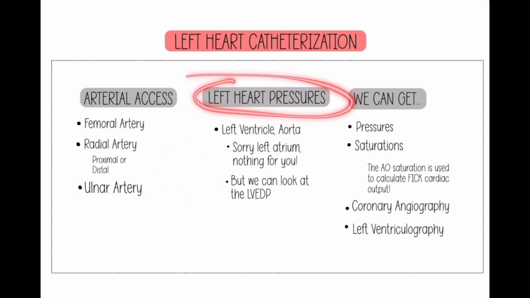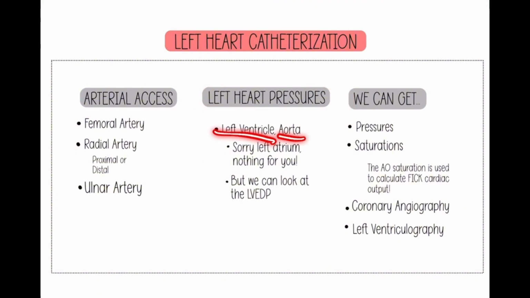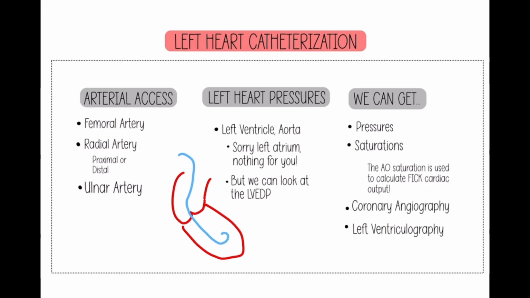We're going to get left heart pressures. So you have the left ventricle and the aorta. Remember, nothing in the left atrium because it's really hard. Let me actually draw this so it stays. Okay, if our catheter comes this way and into the left ventricle, we can get LV pressure, we can get AO pressure. The atrium is kind of back here, and that's really difficult for us to get and cross a catheter into. You can if you really tried, but it's definitely not suggested.